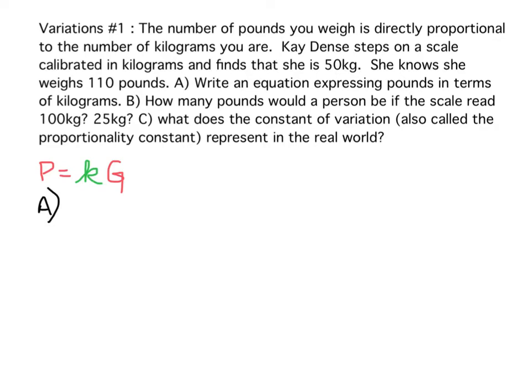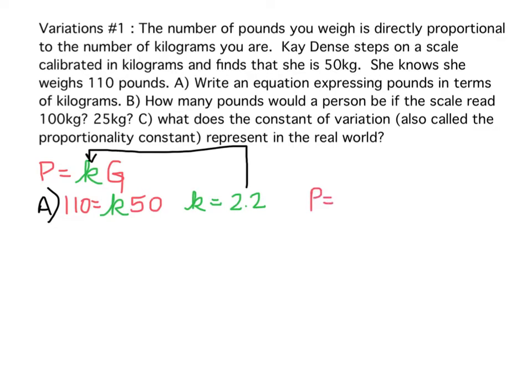So I know that she has a relationship. I don't know what K is, but I know the relationship between pounds and kilograms. So if I were to solve this for K, I would divide by 50 and get 2.2 as the constant of variation. Now I'm not done. I need to put K back into the original equation. So P equals K times G.